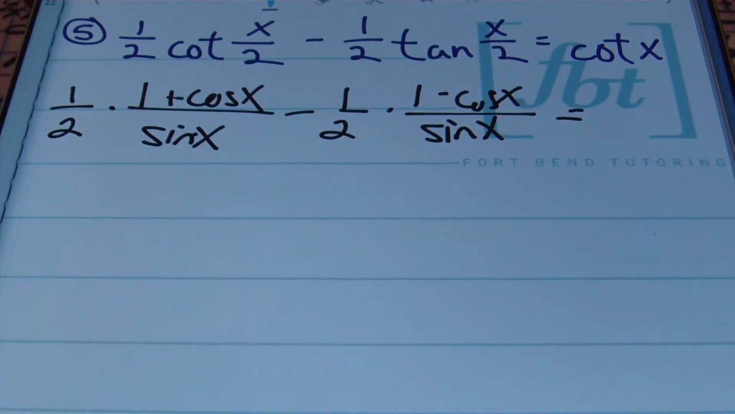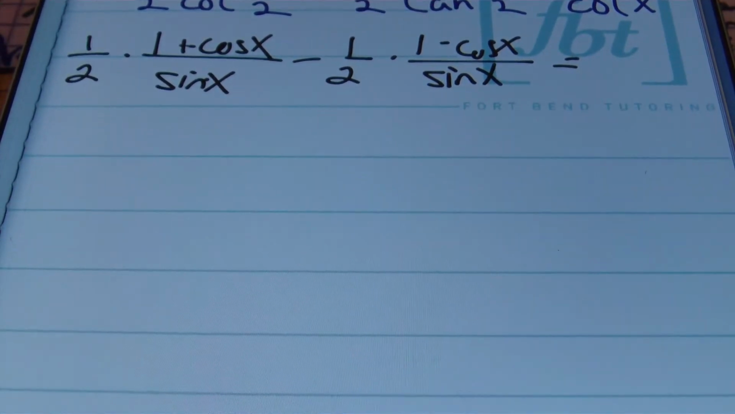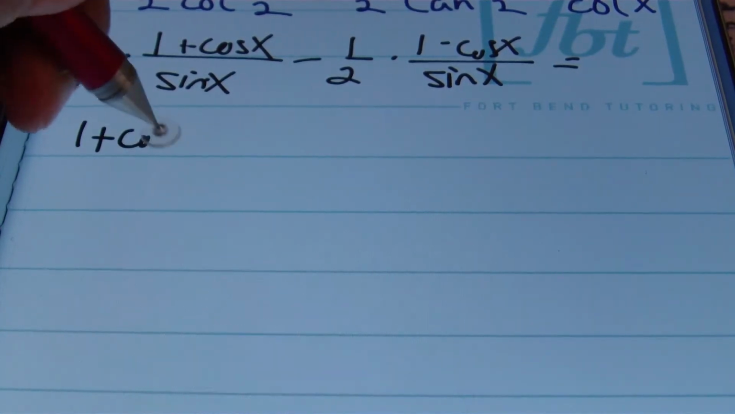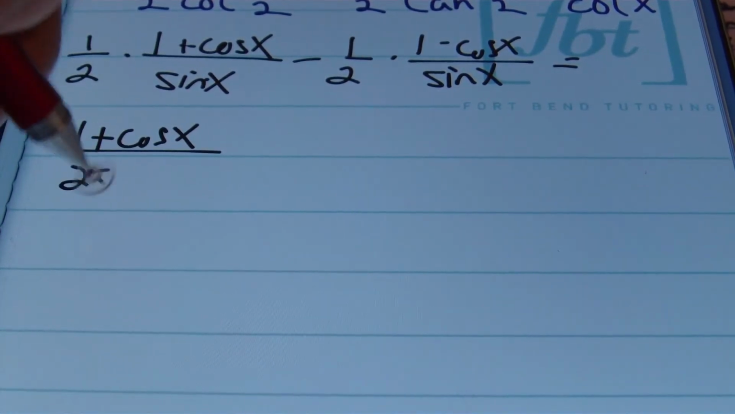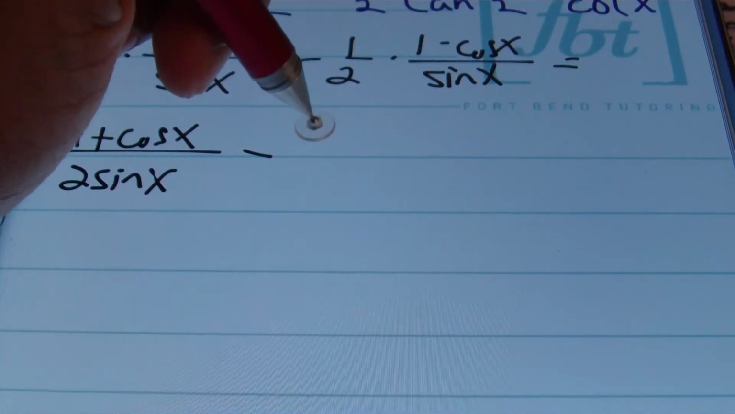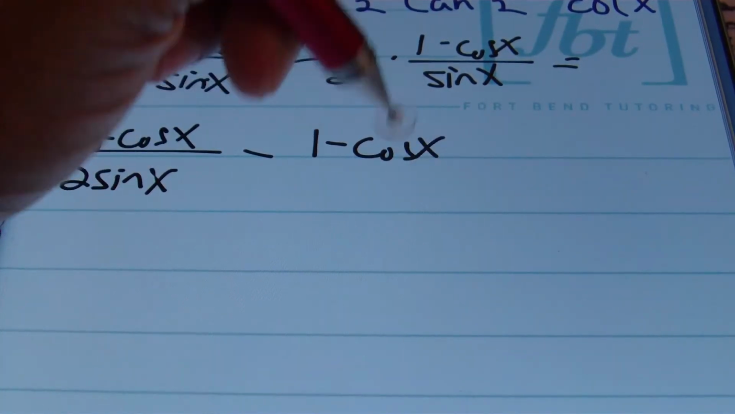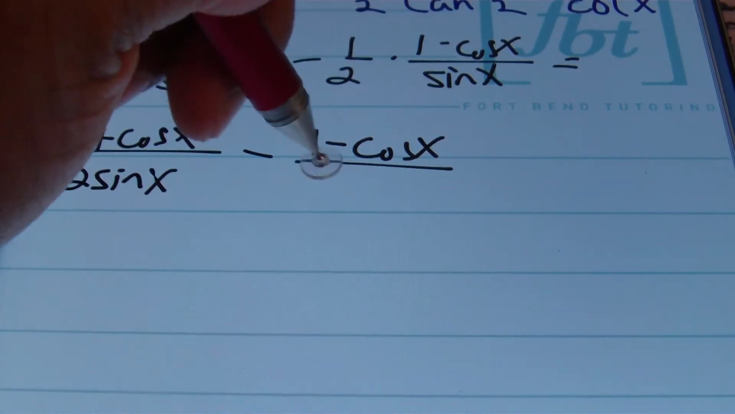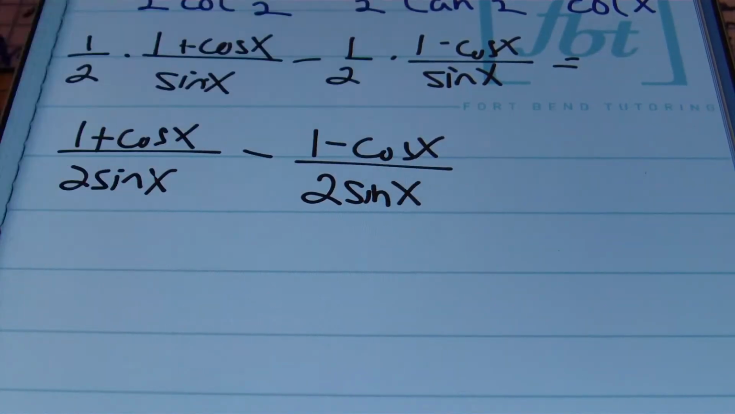Now that I have this, what I'll do from here is multiply straight across. That means that 1/2 times that 1 plus cosine x over sine x is going to be equivalent to 1 plus cosine x all over 2 sine x. This is going to be minus, then multiplying straight across again, 1 times 1 minus cosine x is 1 minus cosine x all over 2 times sine x, which is 2 times sine x. Just like that, ladies and gentlemen.